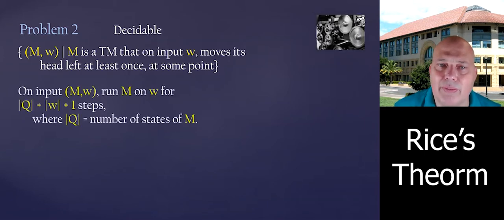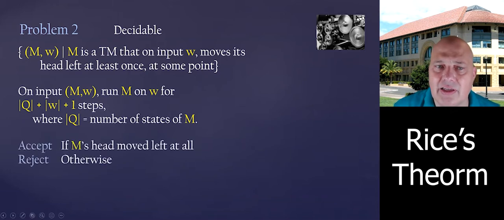So on input M, W, the algorithm that decides is going to run M on W for Q, which is the number of states of M, plus the length of W, plus 1 steps. And if M moved its head left at some point, we will accept, otherwise we reject. So we need to show that this is a Turing machine that decides this language.